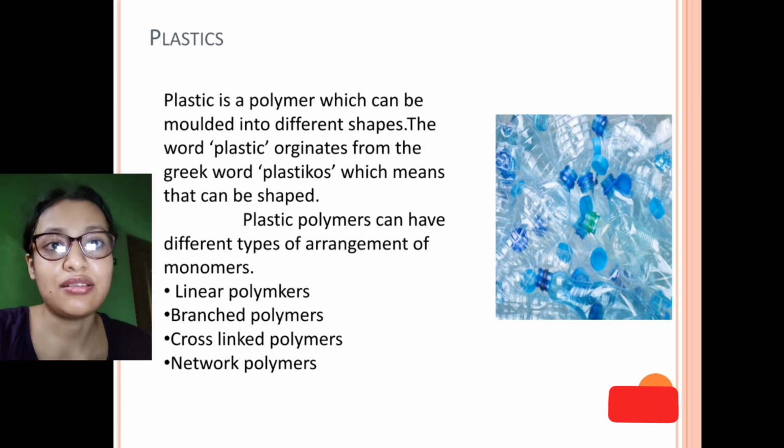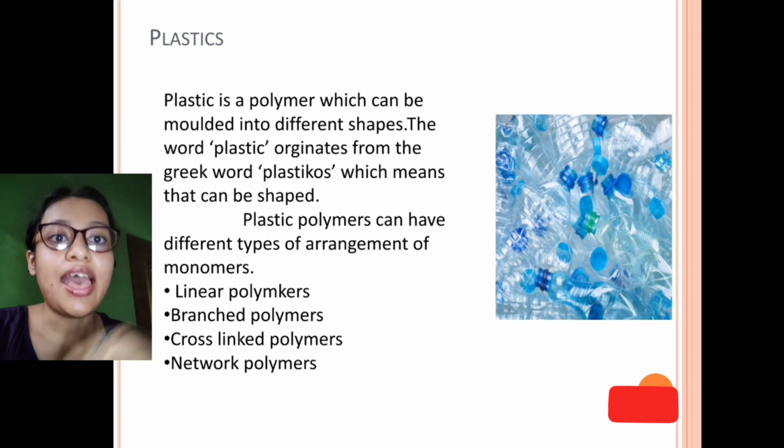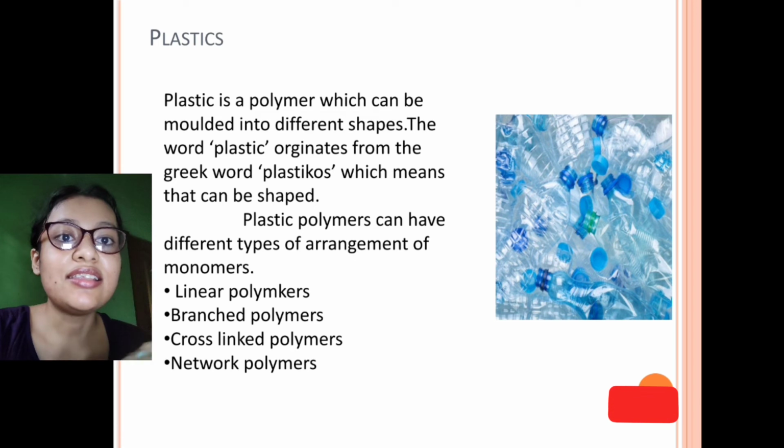So what are plastics? Plastic is a polymer which can be molded into different shapes. The word plastics originates from the Greek word plastikos, which means that it can be shaped. And these plastic polymers can have different arrangements of the monomers: linear polymers, branched polymers, cross-linked polymers, and the last one, network polymers.